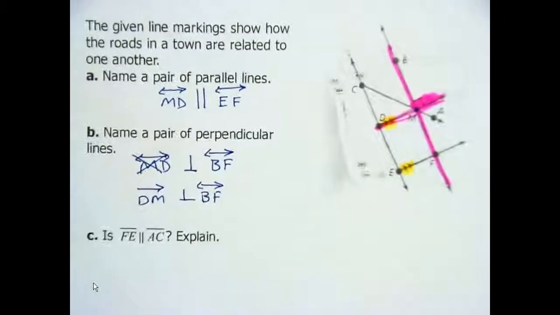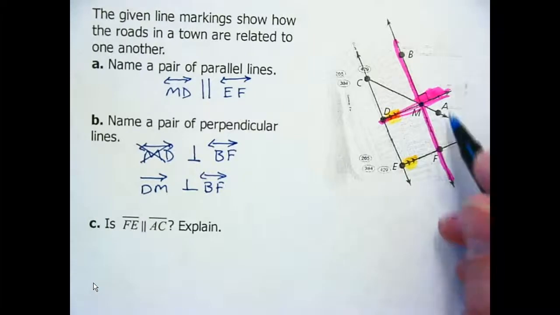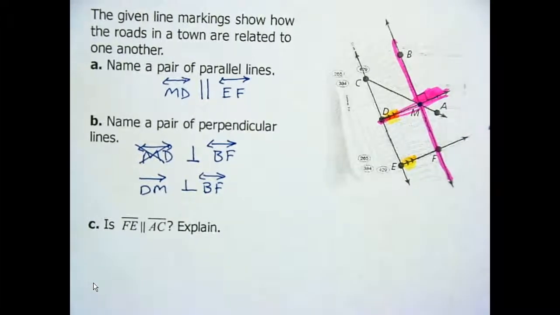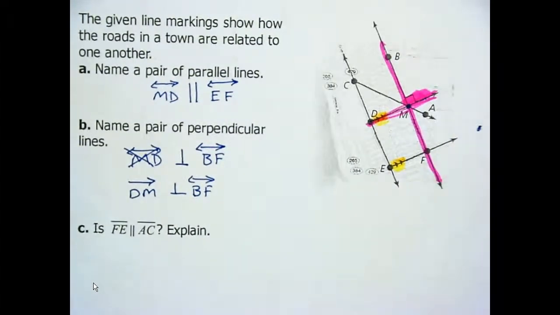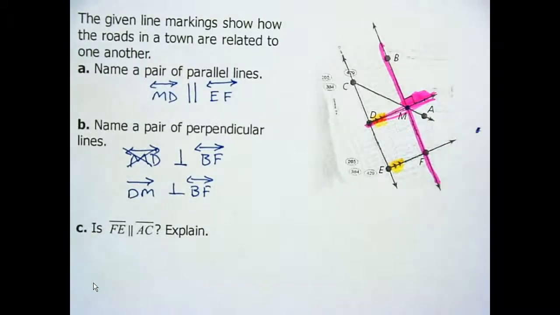Good. Okay, explain, or is FE parallel to AC? Nope, FE is not parallel to AC because MD is parallel to FE, and by the parallel postulate, there's exactly one line parallel to FE through point M. Okay? FE is not parallel to AC. And some of you would go, well, if you continue AC out, you're going to intersect way out here somewhere. Right? Yeah, in this picture, they don't have the markings to indicate it either.